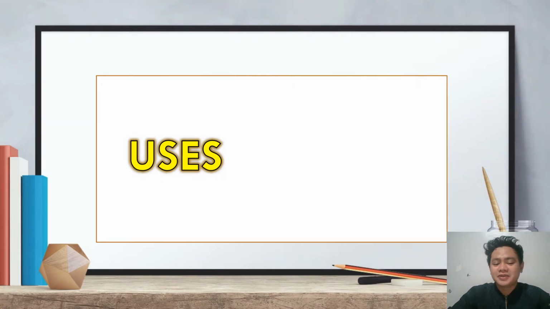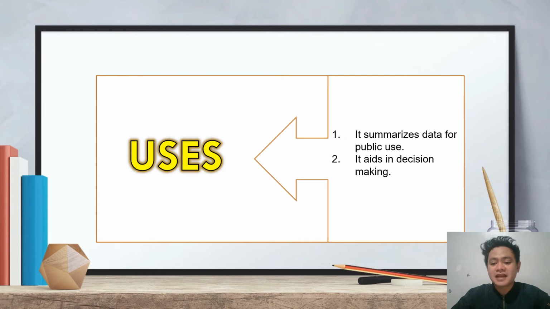Allow me to give you the uses of statistics. Number one, it summarizes data for public use. And number two, it aids in decision making, like it provides comparison, it explains action that has taken place, it justifies a claim or assertion, and it estimates unknown quantities.